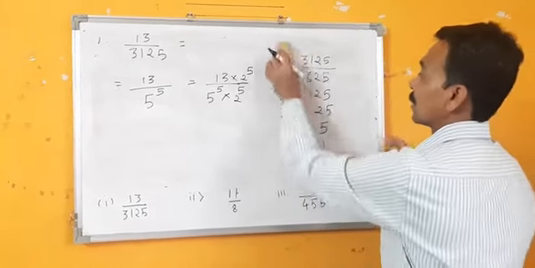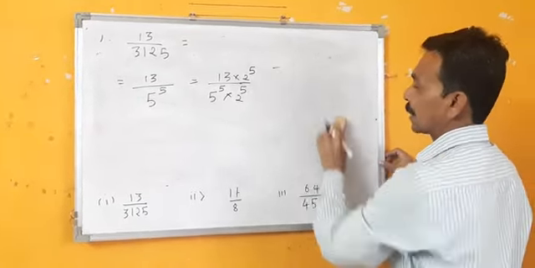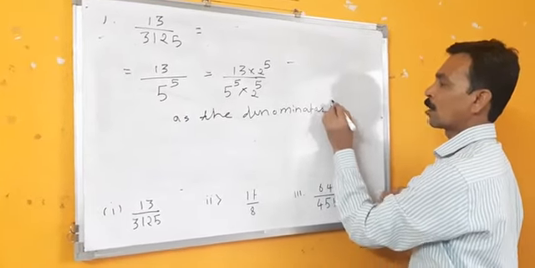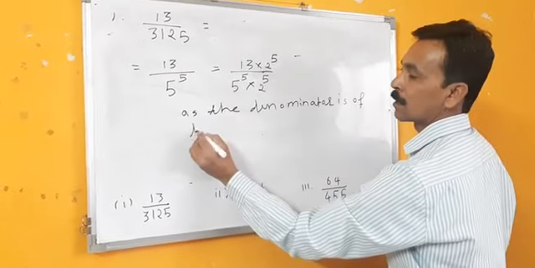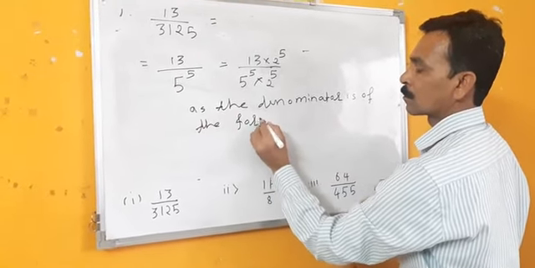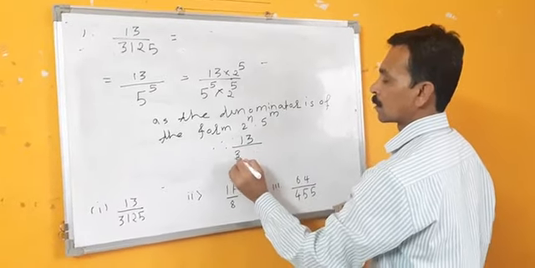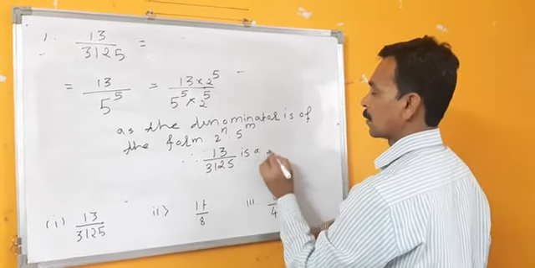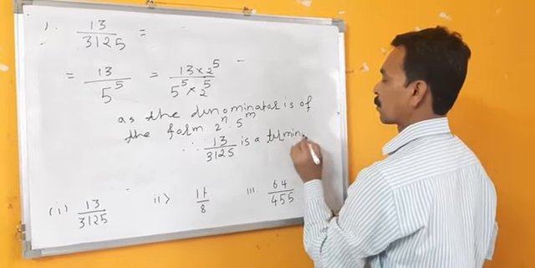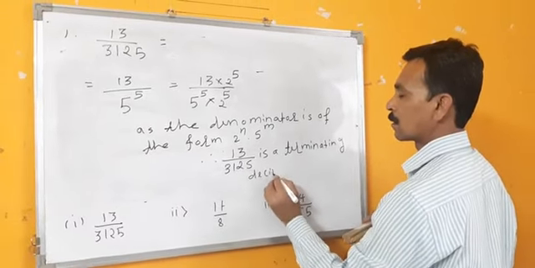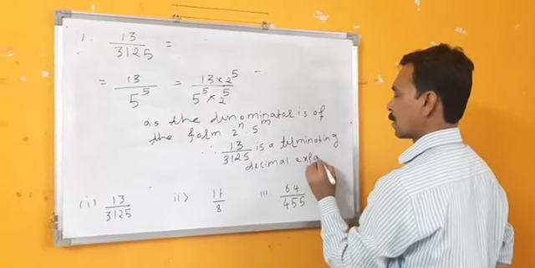Then after finding the factors and after writing this, I will write here the denominator is of the form 2 raised to n into 5 raised to m. Therefore, I will write the original number 13 upon 3125 is a terminating decimal expansion.